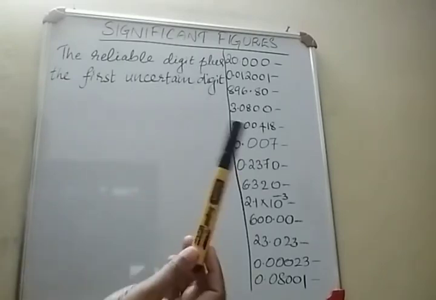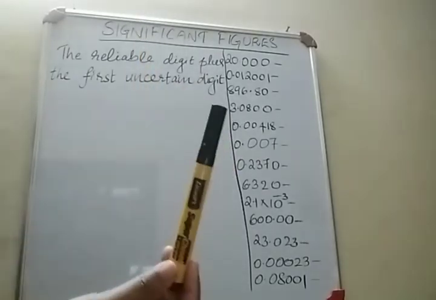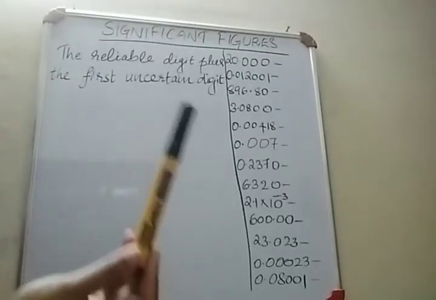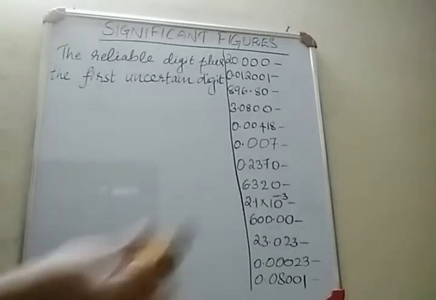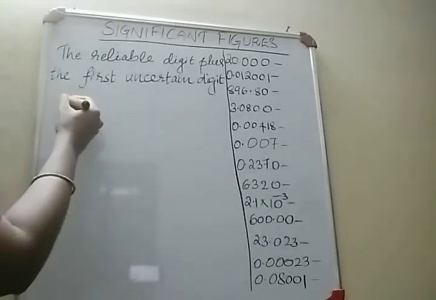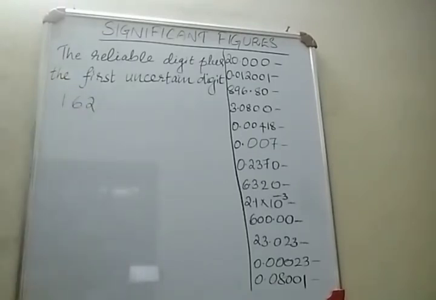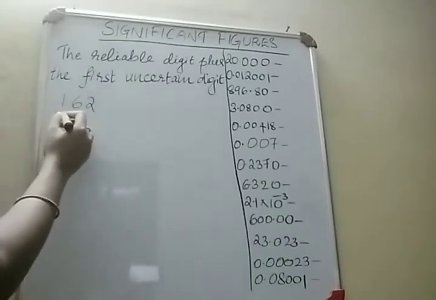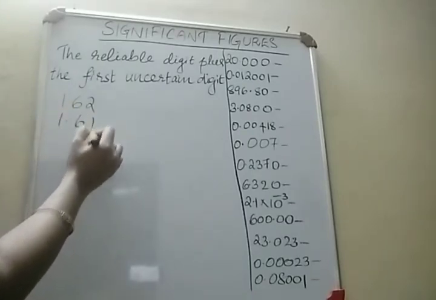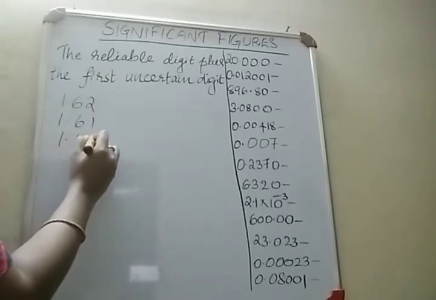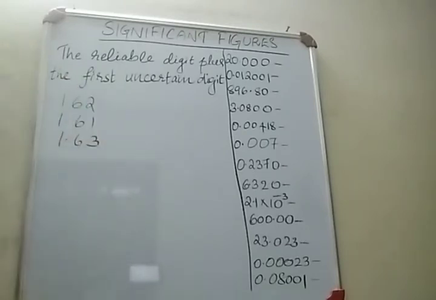For example, consider this marker. Three of you, Manjit, Abhay and Shreyas, have measured the diameter of this marker. Abhay got the diameter as 1.62, Manjit might have got 1.61, and Shreyas might have got 1.63. So three of you measured the diameter of the same marker and got different values.